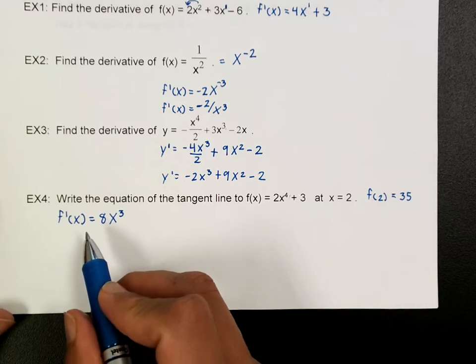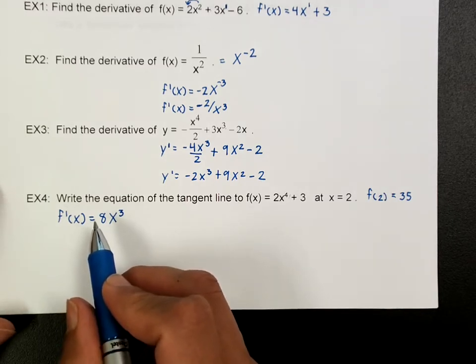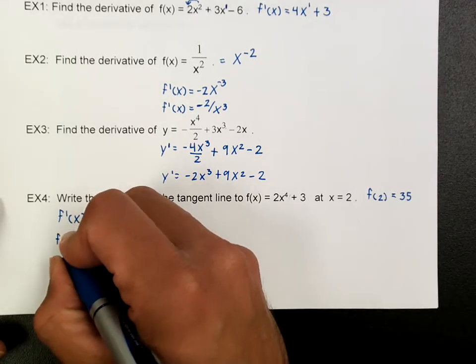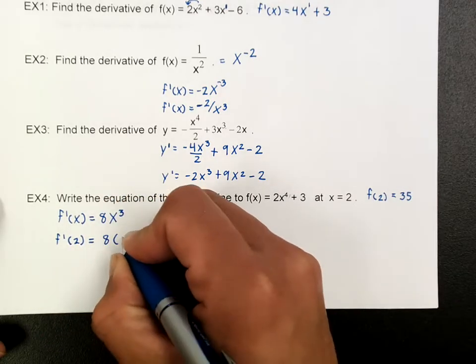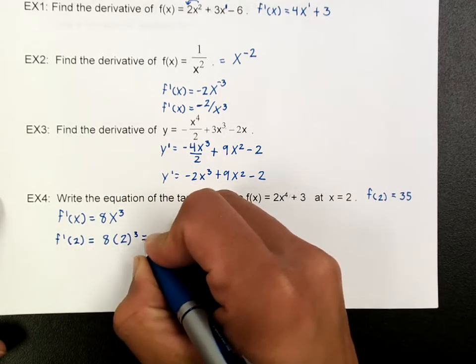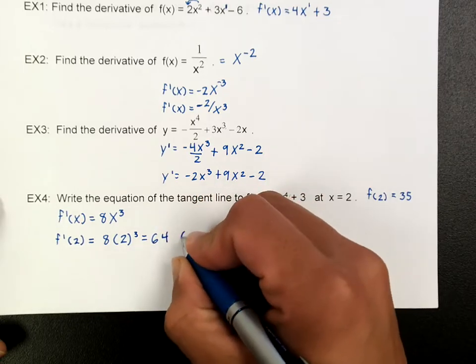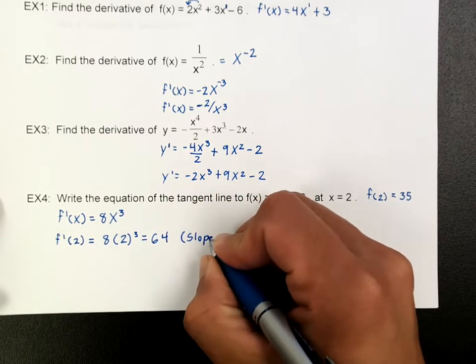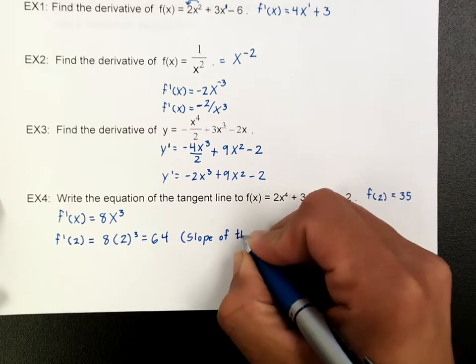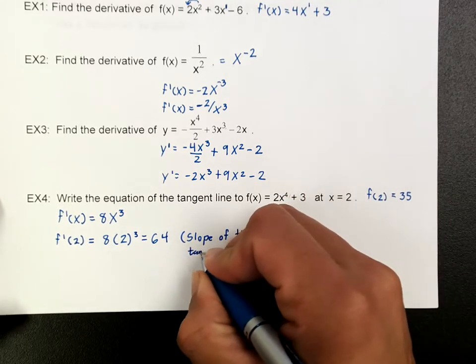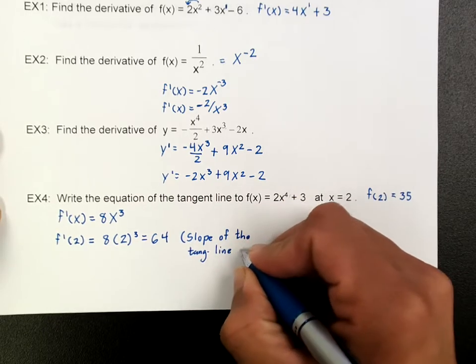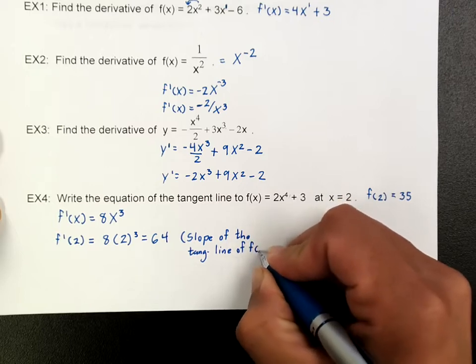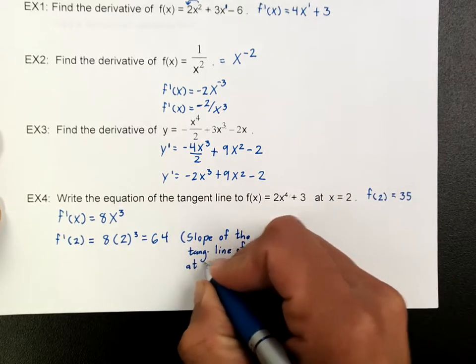If I want to figure out the slope of the tangent line to f of x at x equal to 2, then all I have to do is plug a 2 into the derivative function. And that's going to give me 64. And again, one more time, this is the slope of the tangent line of f of x at x equal to 2.